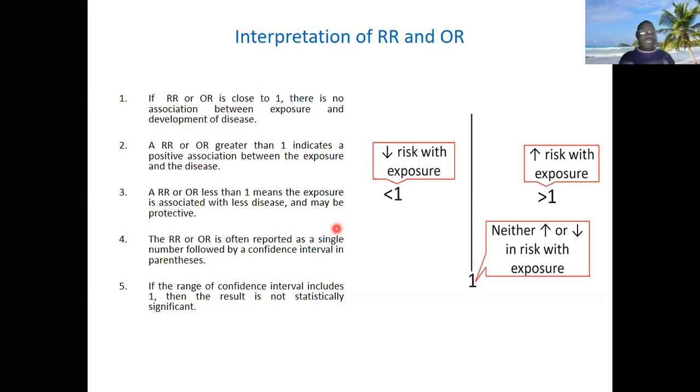What you may be more interested in is where it is greater than 1. When it is greater than 1, it means that the numerator, which is the risk among the people that are exposed, is bigger than the denominator. That is why when you divide it, it will be greater than 1.